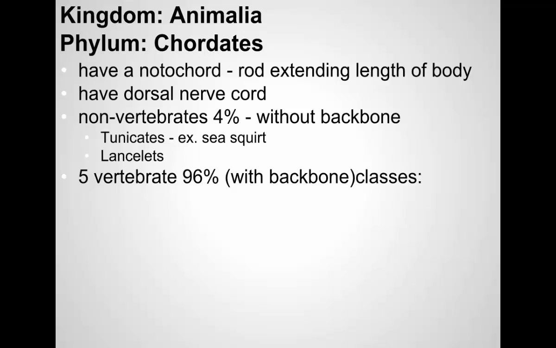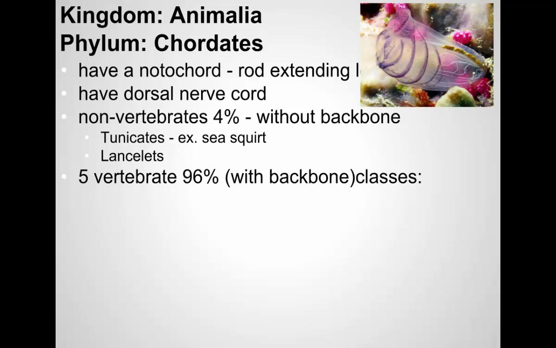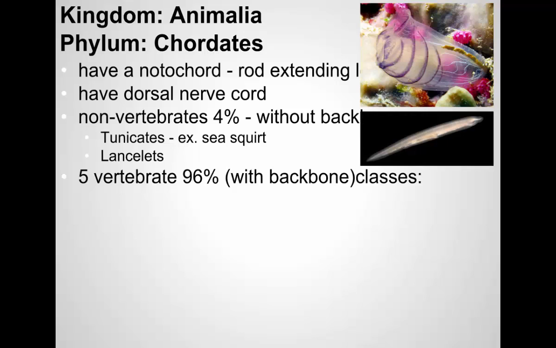The vast majority are vertebrates, although there are some invertebrate, meaning no backbone, chordates. Things like a sea squirt, a tunicate, a lancelet. These are still chordates. They have a dorsal nerve cord, but they have no backbone. So they just kind of bend? Yeah, they have cartilage that still gives them some structure to their body.